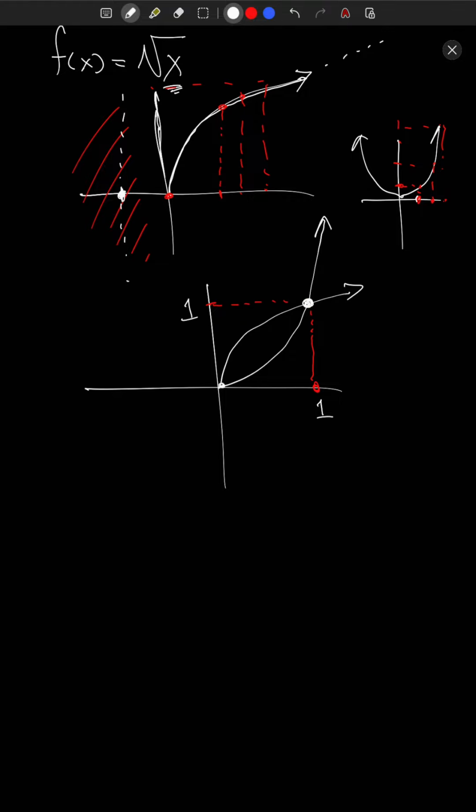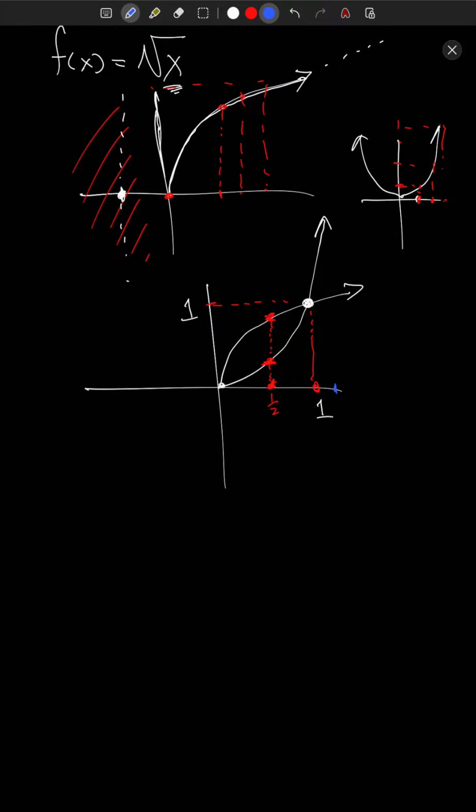For inputs less than 1, the parabola, or f of x equals x squared, gives smaller outputs than the square root function. So for example, if this is 1/2, then 1/2 squared is only a quarter, whereas square root of 1/2 is bigger than a quarter. So that's how you can read information if you draw the graphs of two functions in the same picture.